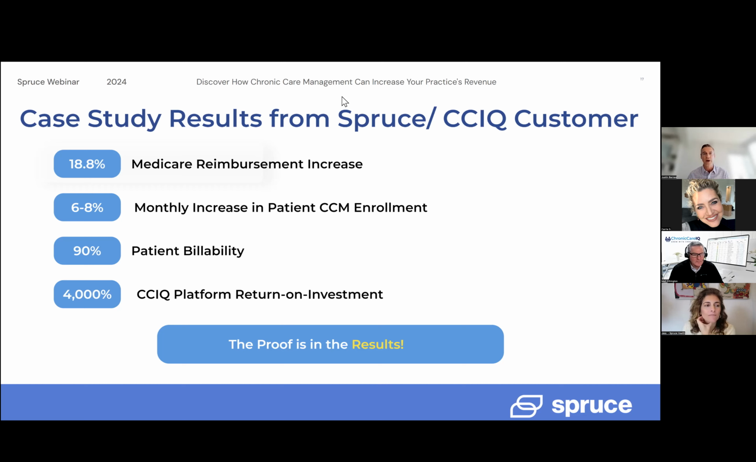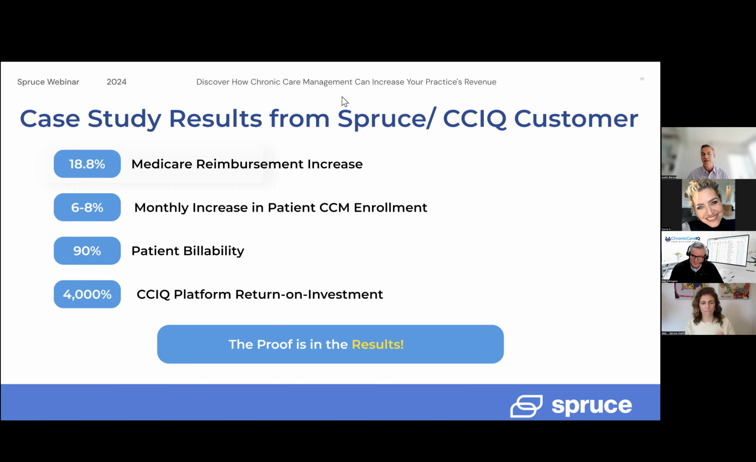But, tremendous ROI. Almost 19% Medicare reimbursement increase. Like I said, this is across other plans, but Medicare is certainly one of the leading payers for chronic care and RPM reimbursement. But also every month they're increasing their CCM enrollment by 6 to 8%, their patients. So that's a great success story in itself. And patient billability, 90%. So these patients are going through the program, but also they do have chronic conditions, and so you are able to bill them.